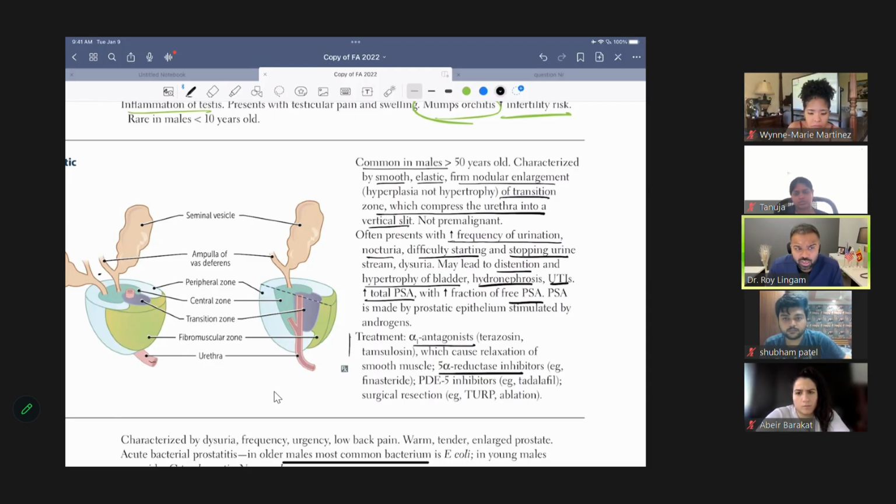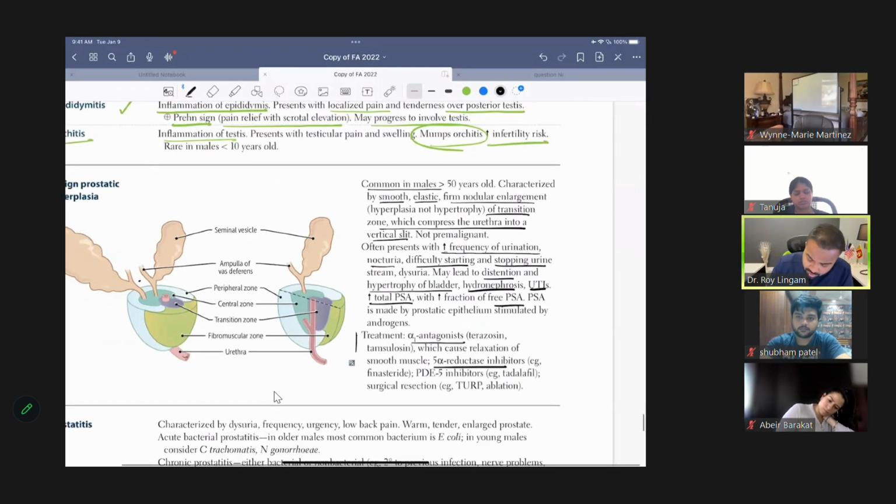External male genitalia, right? What are the 3 structures? Okay, prostate, penis, scrotum, all those things. Don't forget prostate, okay? That's the idea, folks.